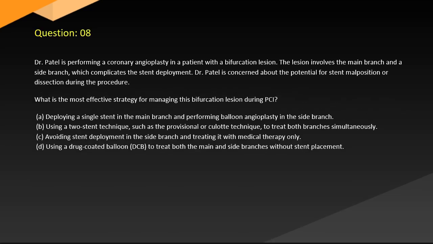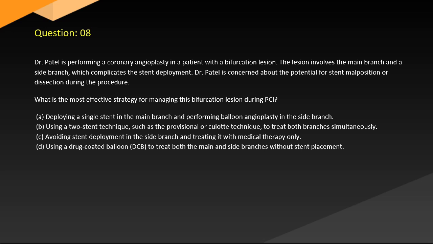Question 8. Dr. Patel is performing a coronary angioplasty in a patient with a bifurcation lesion. The lesion involves the main branch and a side branch, which complicates the stent deployment. Dr. Patel is concerned about the potential for stent malposition or dissection during the procedure. What is the most effective strategy for managing this bifurcation lesion during PCI?